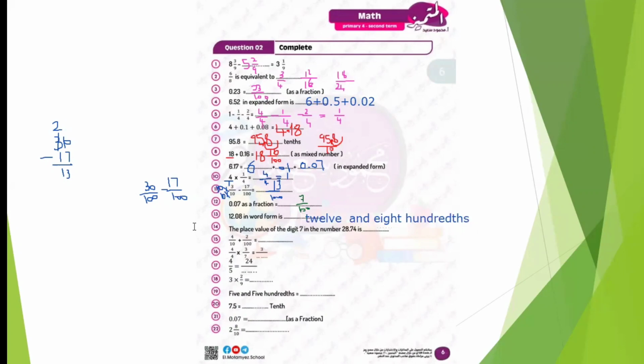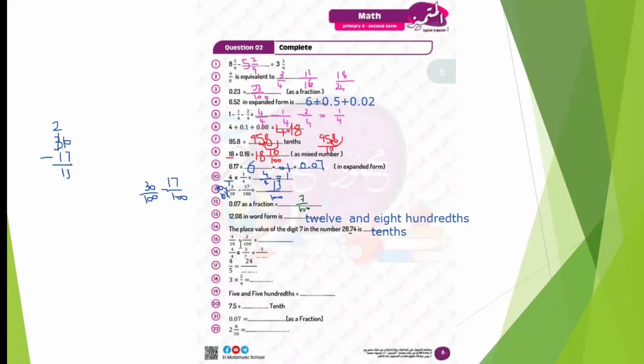Number 14, the place value of the digit 7 in 28.74. We said the place value means where it sits. So we have to write it in words. So 7 here, it's in the 10th place. So I have to write the word tenths.